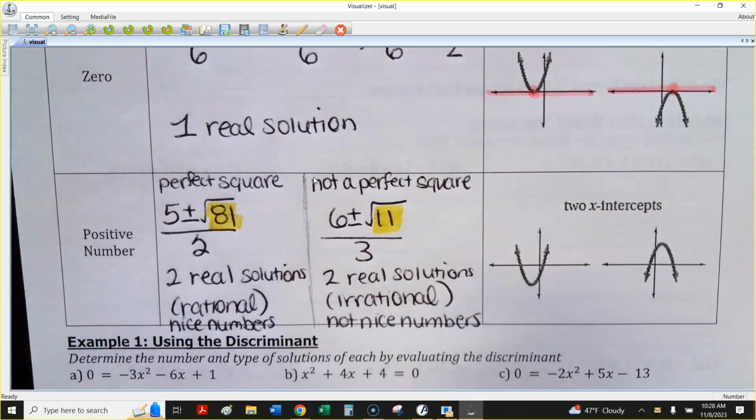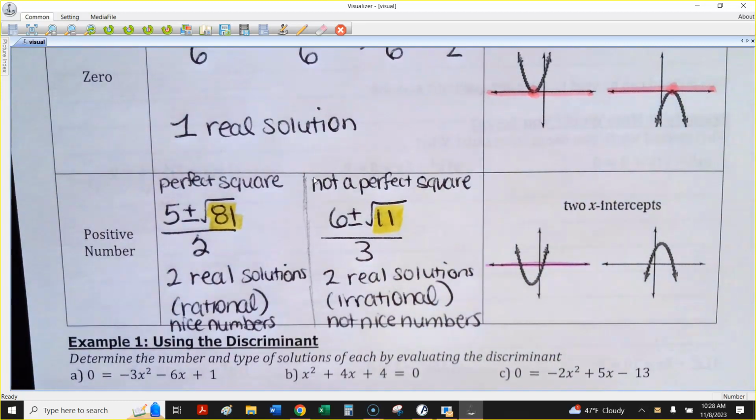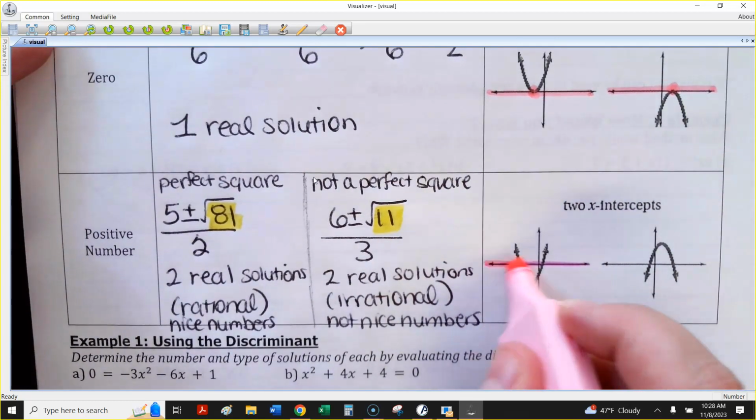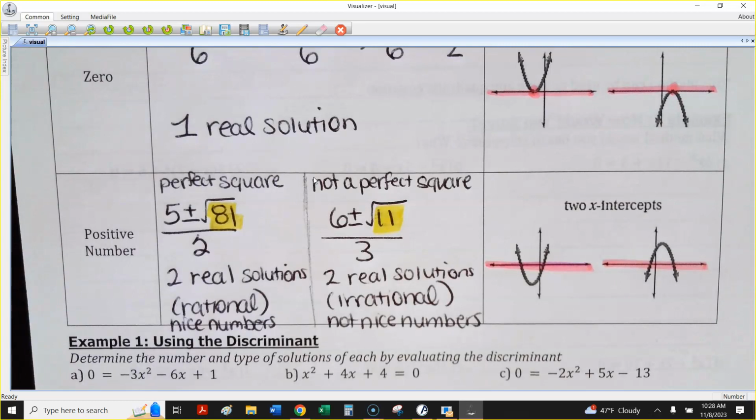And then again, just to show you graphically, oh, I grabbed the wrong marker here. It's not working. This would be a situation where your parabola would cross the x-axis in 2 different spots. It might be at a nice number, it might not be.